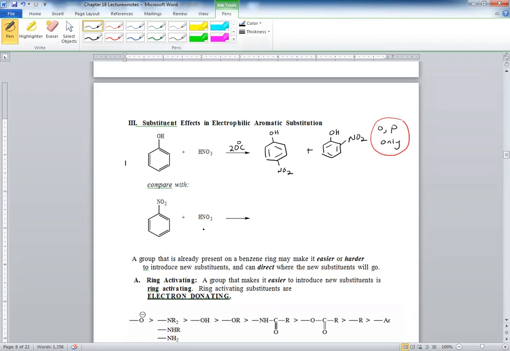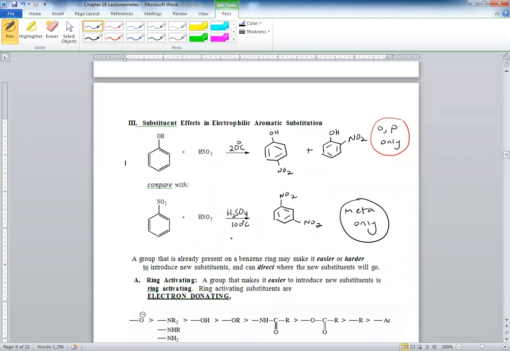And the moment you now have a nitrobenzene and add nitric acid to it, you would need incredibly harsh conditions. You would need sulfuric acid at 100 degrees Celsius. And then you would get the nitro at the meta only position.